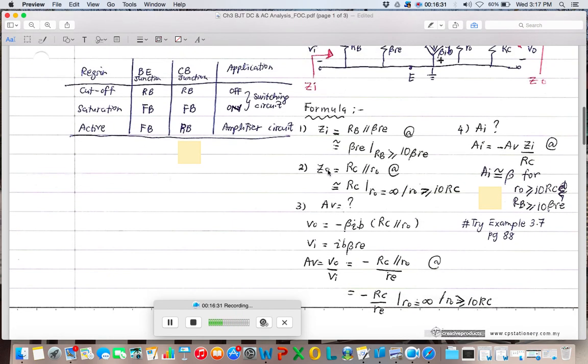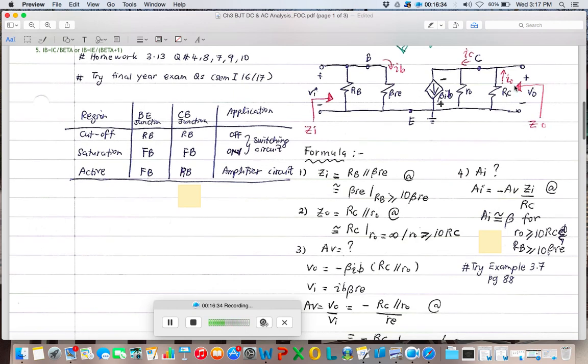Second thing is the Z out. Okay, Z out or Z naught is looking from this direction. So Z out sees who? Only RC and R naught. This one is not a resistor. Beta IB is a current, an independent current source. So Z out only sees R naught and RC. So RC and R naught are in parallel, or you can say Z naught is equal or approximate to RC if R naught is equal to infinity or R naught is greater or equal to 10 RC.